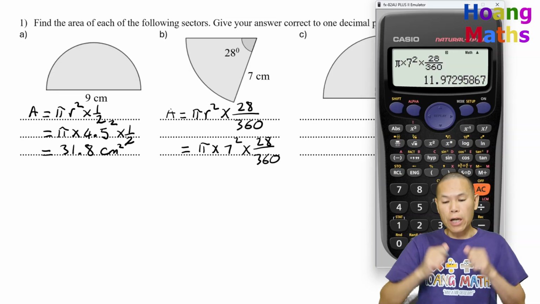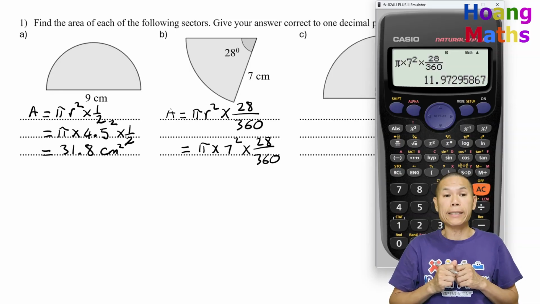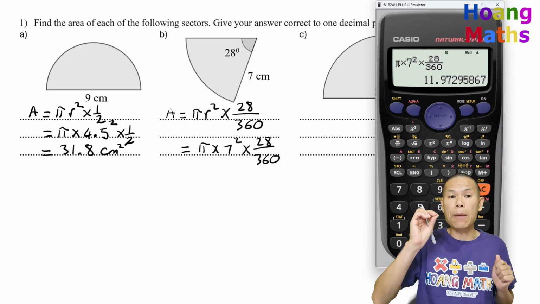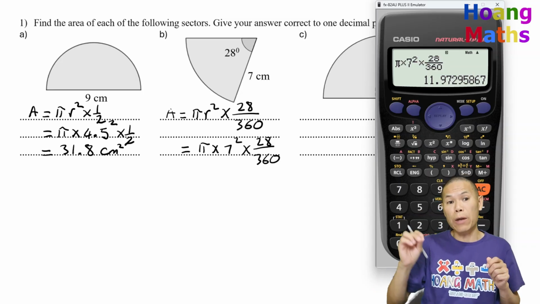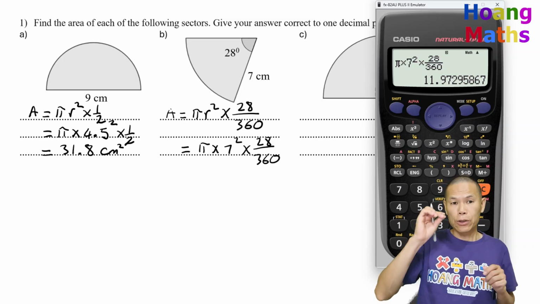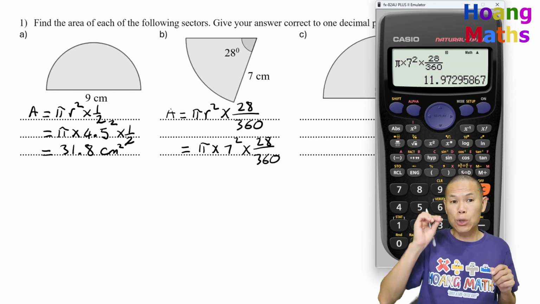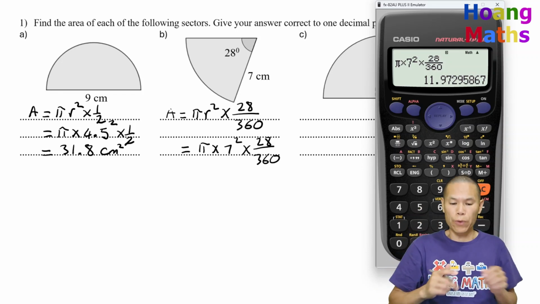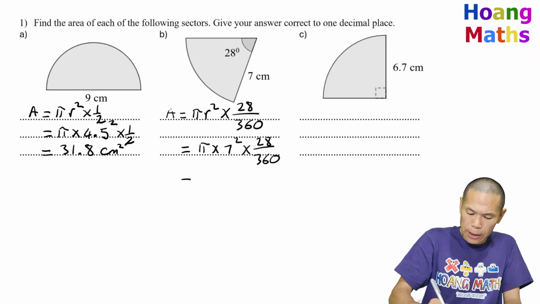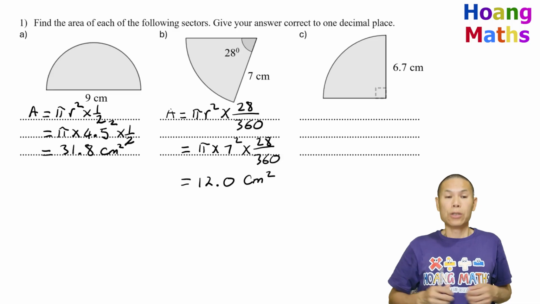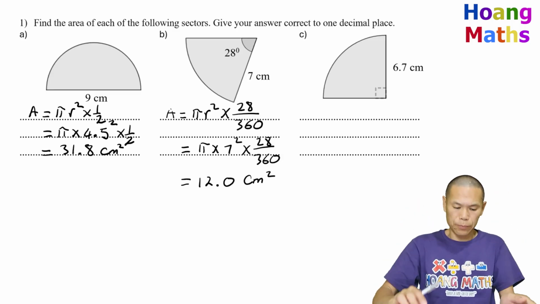So there you go, 11.97 and so on, correct to one decimal place. So the number after 9 is 7, so we add 1 to 9, giving me 10. In other words, 11.97 becomes 12.0, okay? So the answer is 12.0 square centimeters. So there you go.